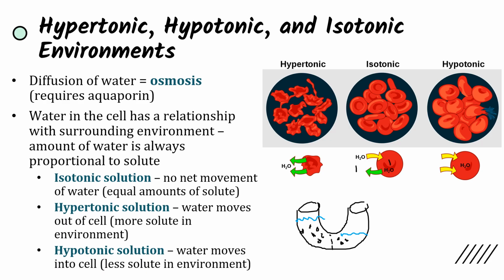In a hypertonic solution, water is going to move out of the cell because there's more solute in the environment. Water is going to follow the solute, and this could cause cell shrinkage. Lastly, in a hypotonic solution, water is going to move into the cell because there's less solute in the environment and more in the cell. Again, water is going to follow the solute. It wants to establish a proportional relationship.